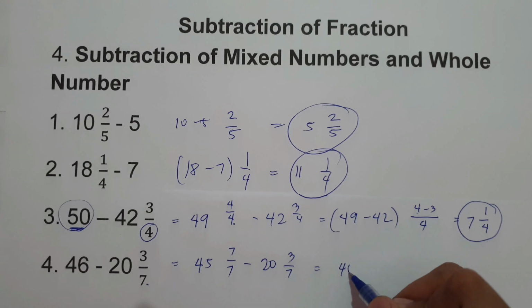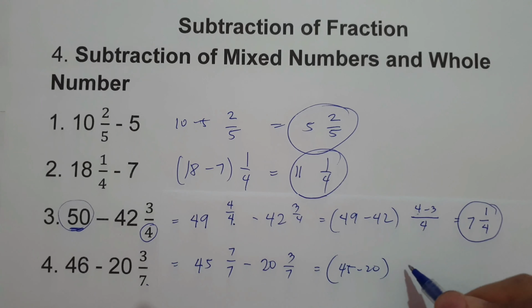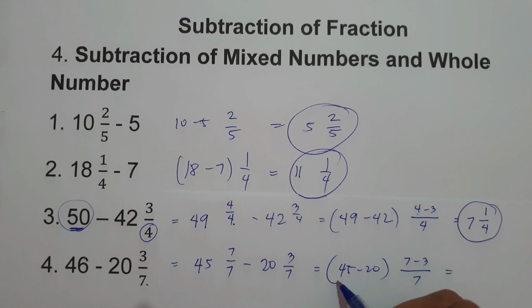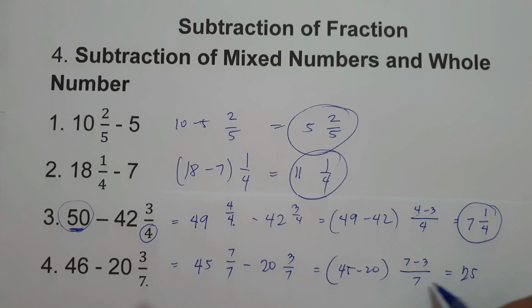Therefore, 45 minus 20, then 7 minus 3 over 7. 45 minus 20, that is 25. 7 minus 3 is 4 over 7. So this will be our final answer.